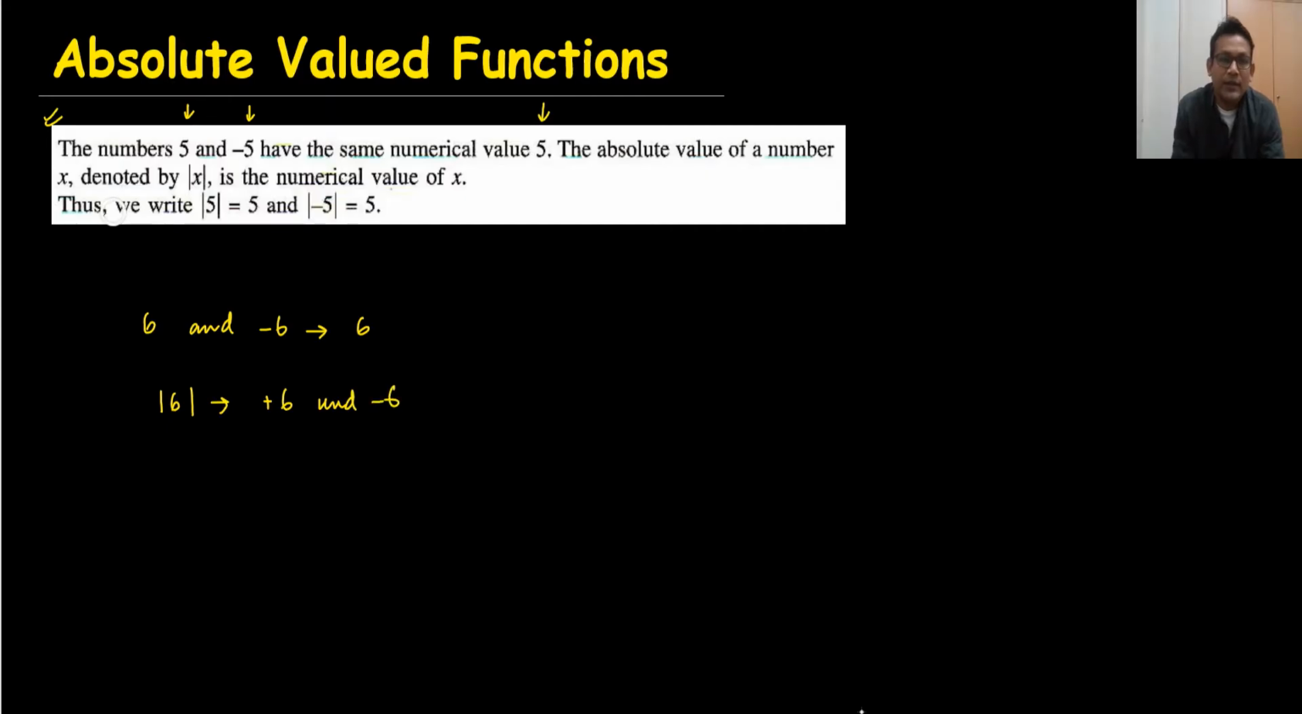So one example here: the absolute value of the number x, we normally write like this. So the absolute value of 5 is like this. Absolute value of 4 is like this. So absolute value of x is like this. But the numerical value of this is only 5. The numerical value of this 4 is only 4. And the numerical value of x we write like this.